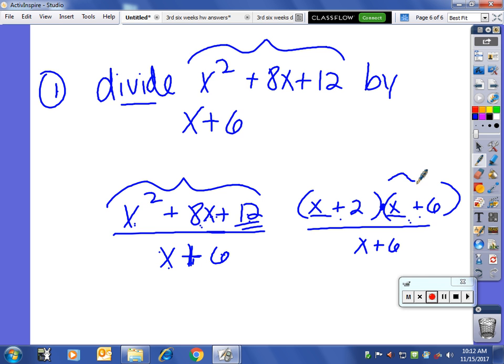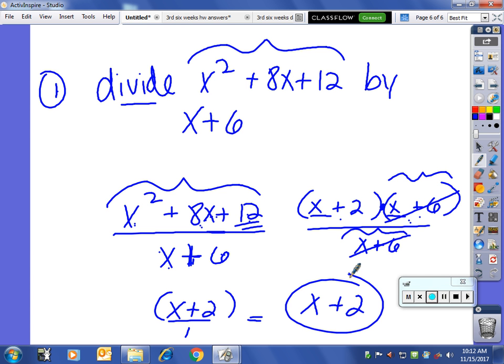So now I've got a whole x plus 6 factor, and on the bottom I've got a whole x plus 6 factor. Guess what I can do with those guys? They can cancel out. So what am I left with? x plus 2 over 1, which we would normally just write as x plus 2. So that is very different than what we did yesterday. That's all you've got to do.